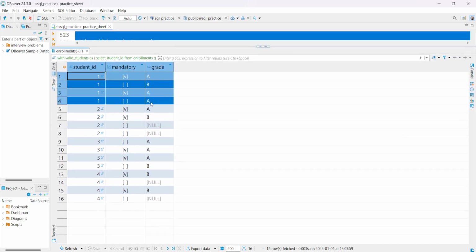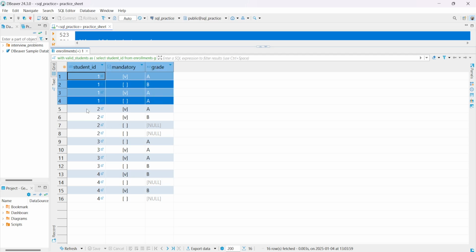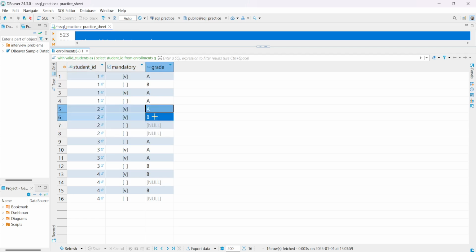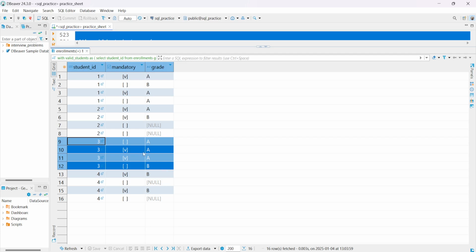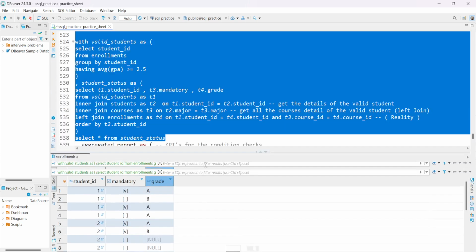So for student 1, there were two mandatory courses and he has taken them, and the grades are A and A. And for the non-mandatory courses, that is row 2 and row 4, there we have A and B, right? So student 1 qualifies. Similarly, student 2 has two mandatory courses, but not both of them are A. So this is disqualified. Similarly, student 3 qualifies, right? Because these two are A in mandatory courses and these two are A and B. That means this also qualifies. And student 4 again, in the mandatory courses he has got B, so this is disqualified. So in the output, we should have A and B.